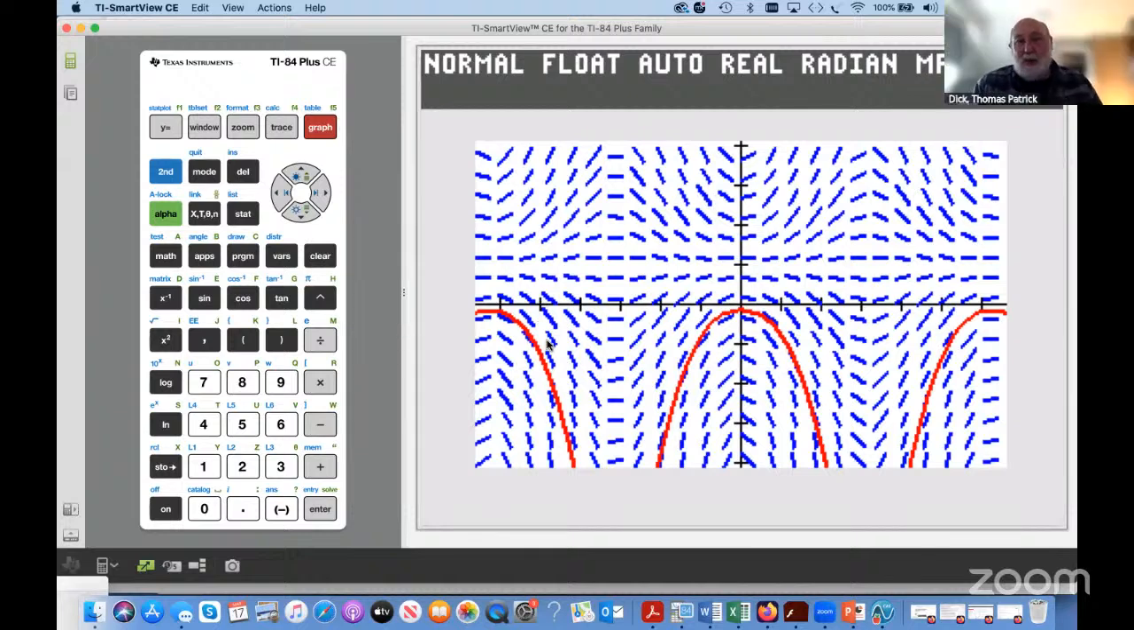So just one last thing. Like I said, this is a fairly simple program, and for me it's really a must-have if you're going to use the 84 in calculus, because you need either this program or one like it.